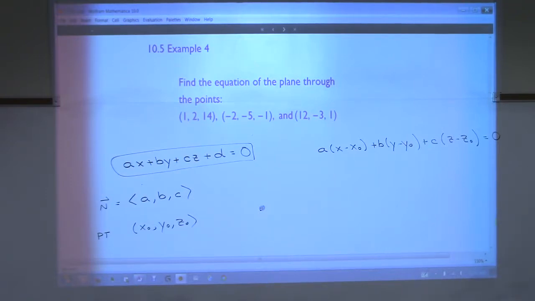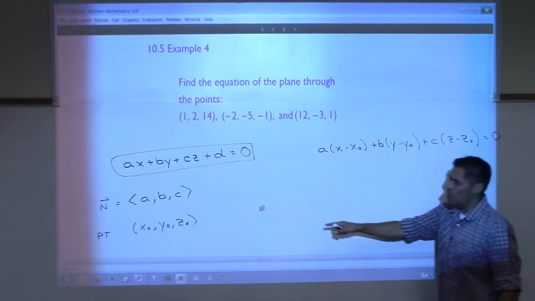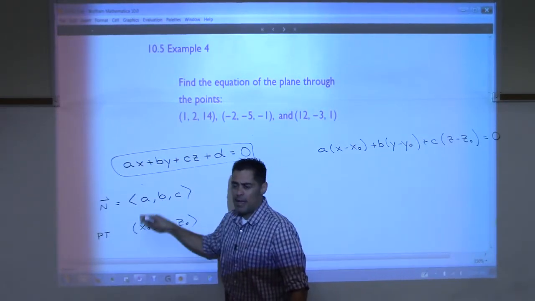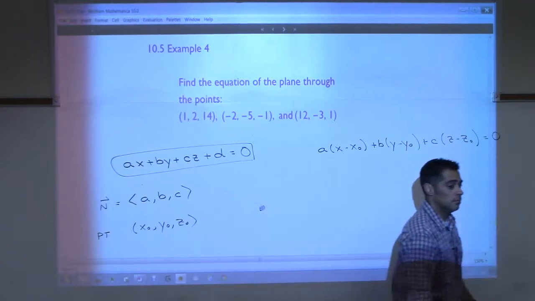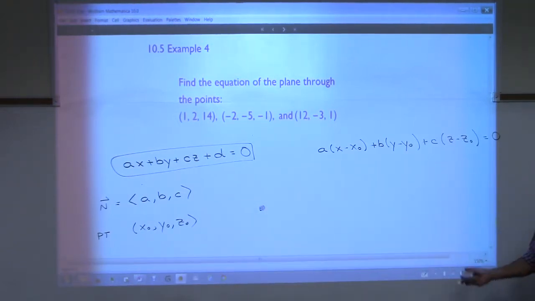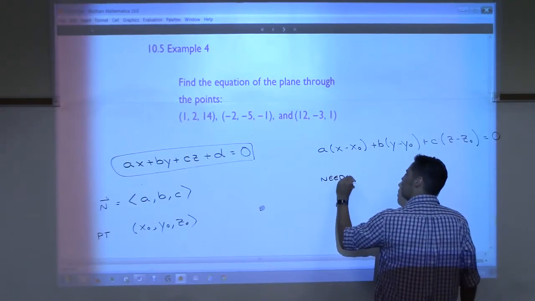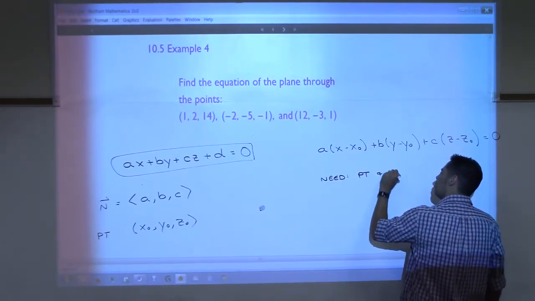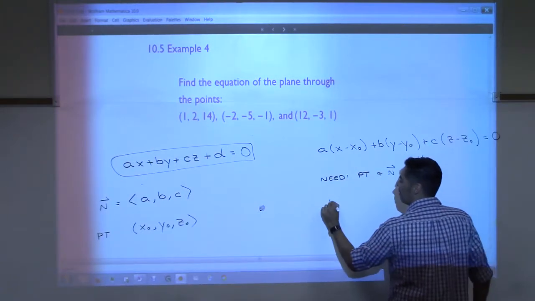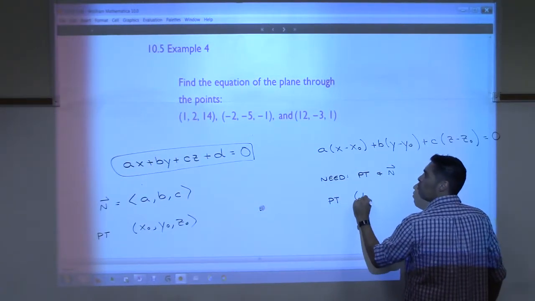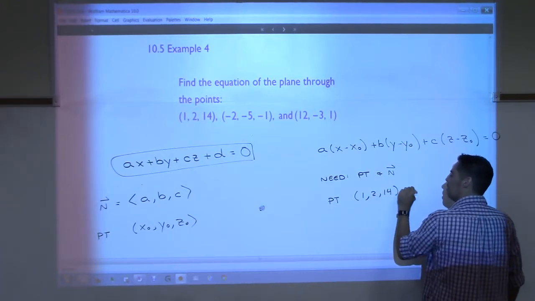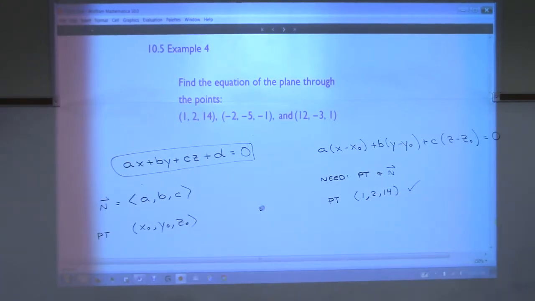So do we have a point on this plane? We need the normal vector, and we need a point. Do we have a point on the plane? Yes, right? We actually have 3 of them, don't we? So we get to pick any of them we want. So I'm just going to pick the first one, right? And I'll illustrate here. We need a point and a normal vector, right? That's what we need. So the point we've got covered. I can use the point (1, 2, 14). Check, got that.